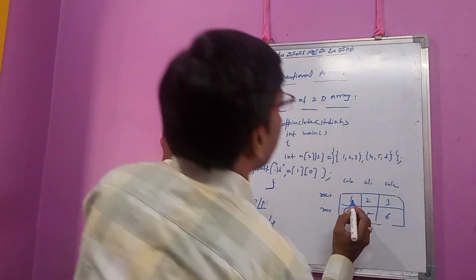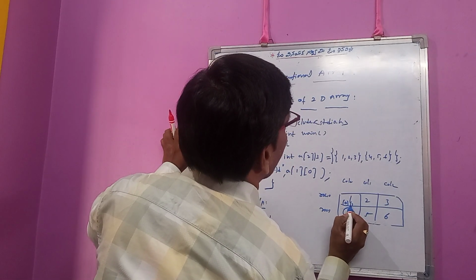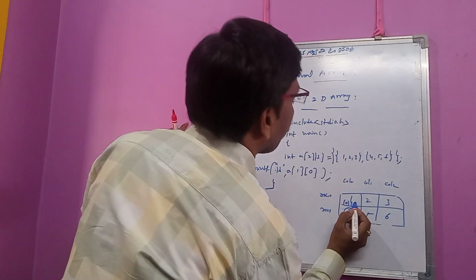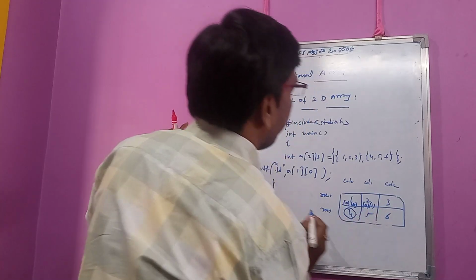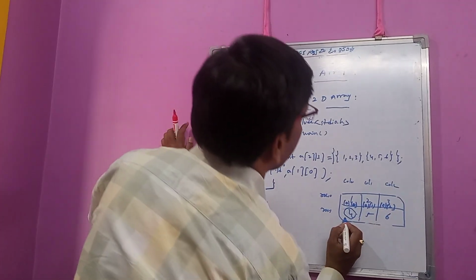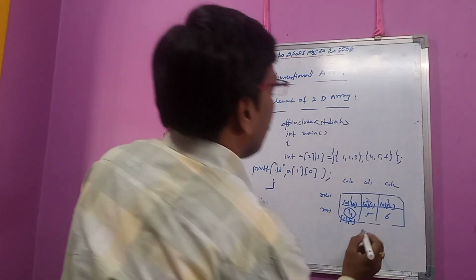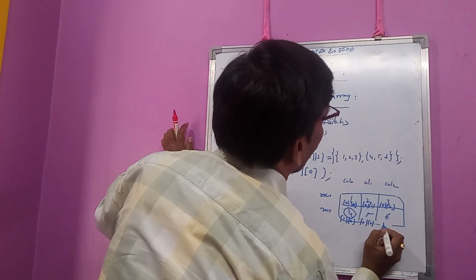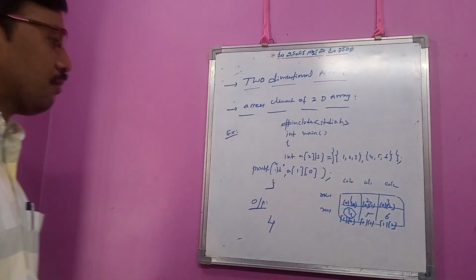Here you can see how the positions are represented: row 0, column 0. It's row 0, column 1. It's row 0, column 2. Here you can see row 1, column 0. Here row 1, column 1. It's row 1, column 2. This is a position, a memory location.